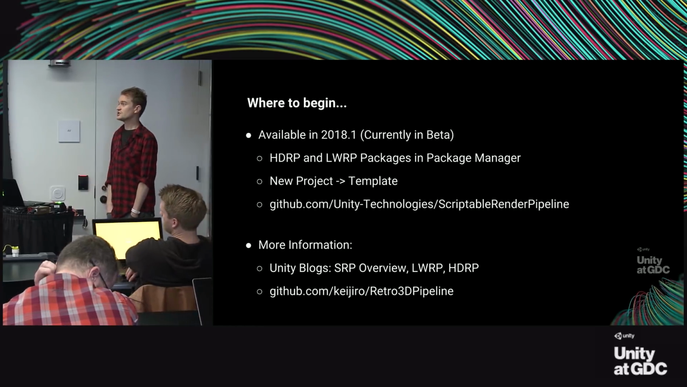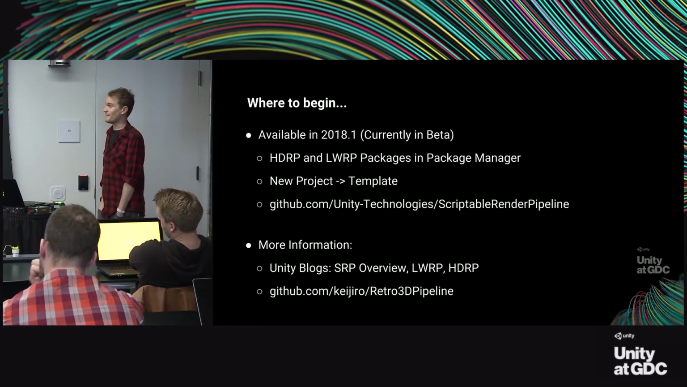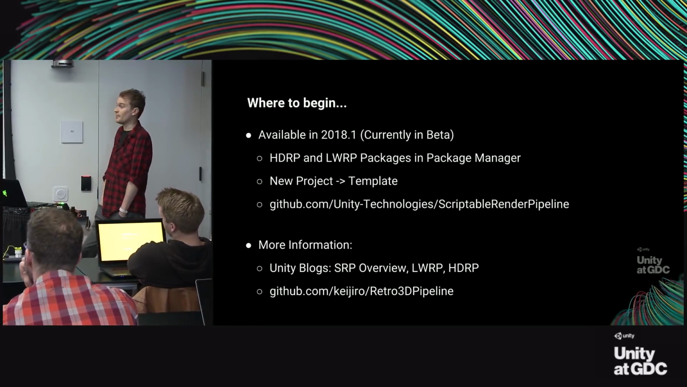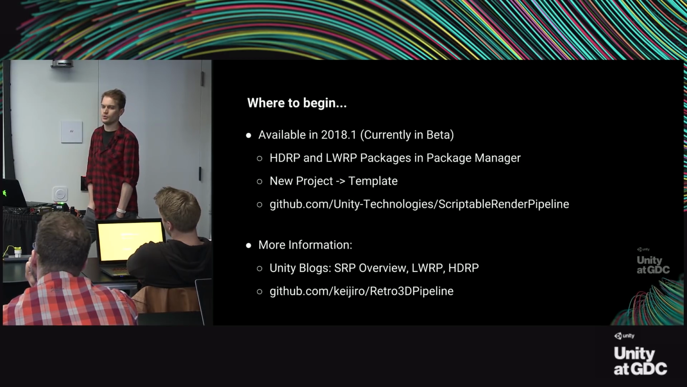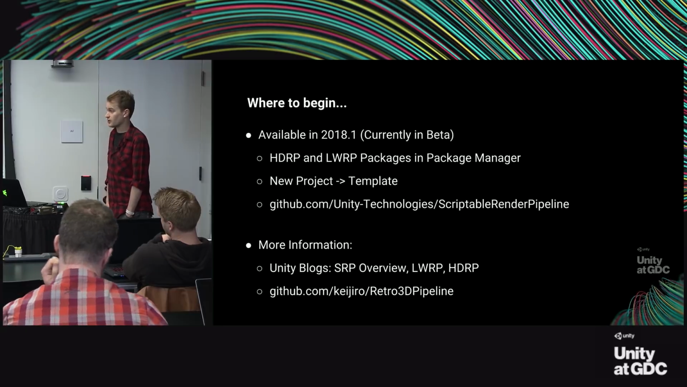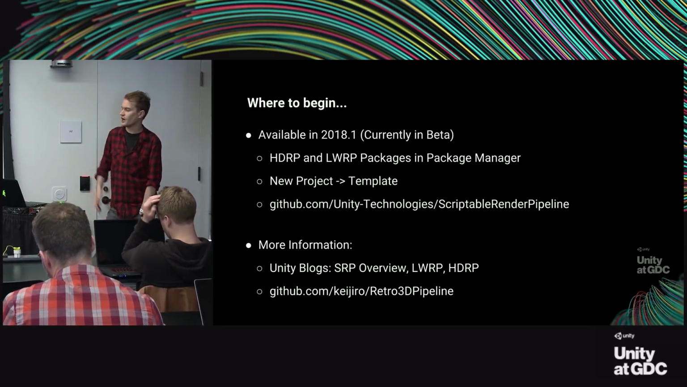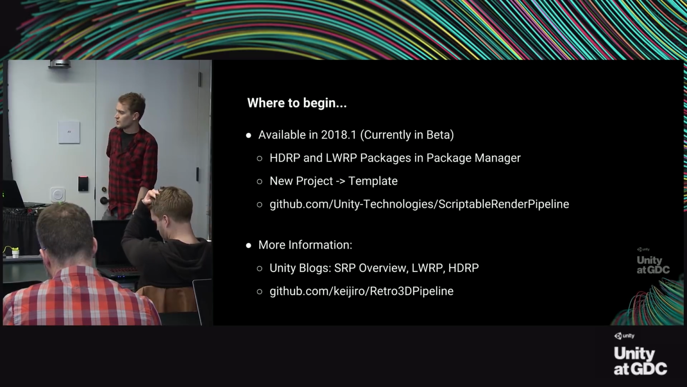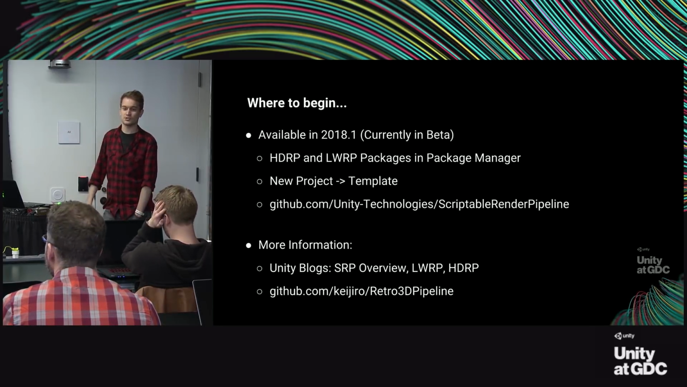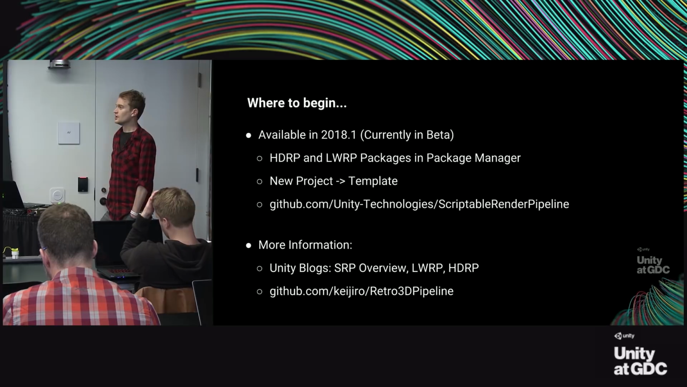We'll start with HD render pipeline and lightweight render pipeline packages, available via Package Manager or under the new project template system. Or they're also on GitHub as well, which is really cool. Go to the blogs, there's like 4 or 5 different SRP blogs, plus also Kazuro's Retro 3D Pipeline, which is a really good starting point as well.